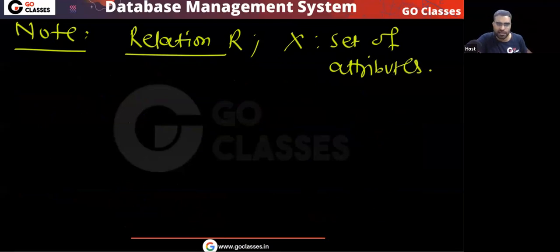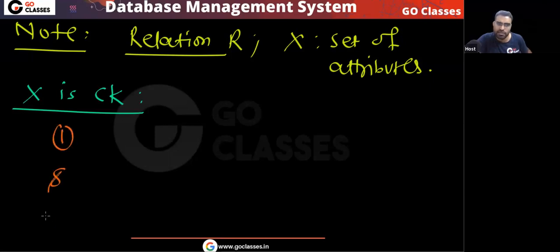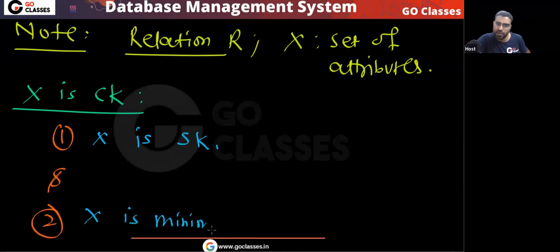You have a relation R. X is a set of attributes. Now you tell me, when can I say X is candidate key? X is candidate key means two things should happen. This and this. First of all, X must be super key, and X is minimal. Yes or no? These two things should happen.